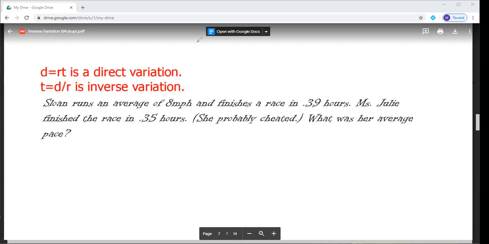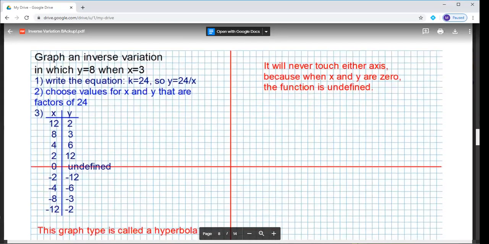Close this. All right, scrolling on down. Let's talk about graphing these things. Like I said, this type of graph is called a hyperbola. And we're going to graph an inverse equation in which y equals 8 when x equals 3.